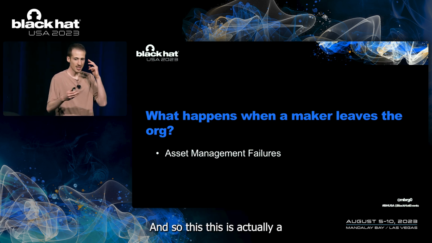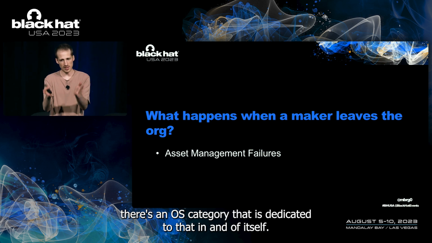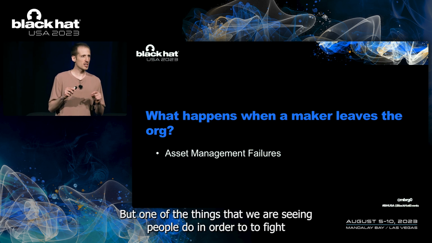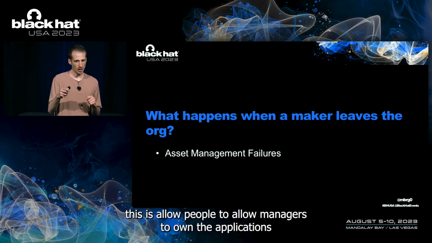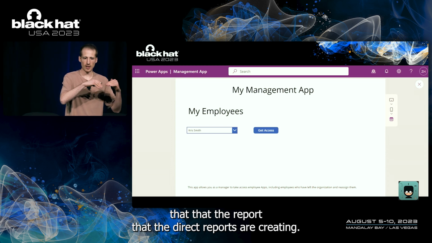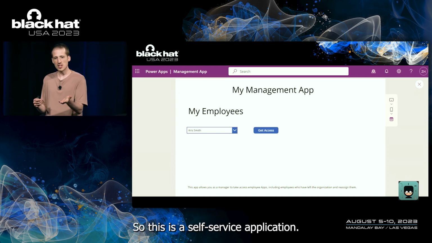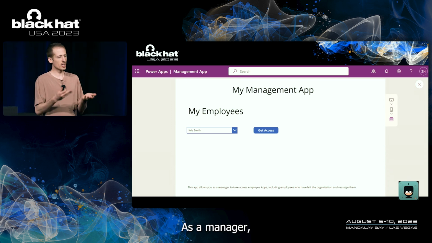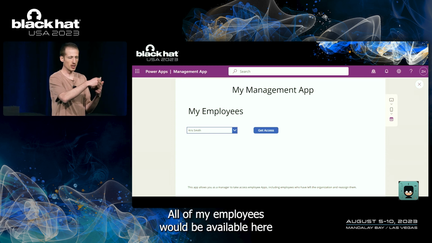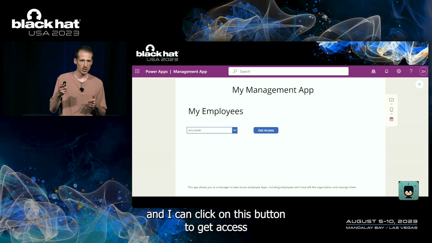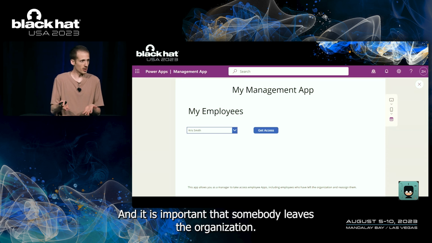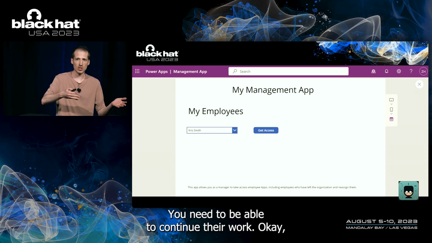There's actually an OWASP category dedicated to that in and of itself, and I won't touch on that a lot right now. But one of the things we are seeing people do in order to fight this is allow managers to own the applications that their direct reports are creating. So this is a self-service application. As a manager, I can log into this application, and I can choose each one of my employees. All of my employees would be available here, and I can click on this button to get ownership over all of their applications and automations. And this is important, right? Somebody leaves the organization, you need to be able to continue their work.